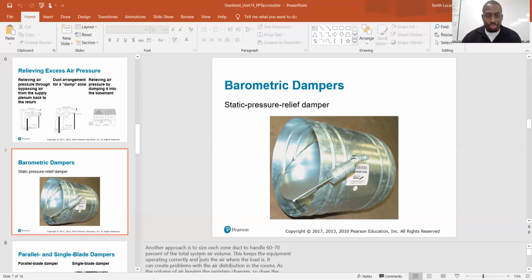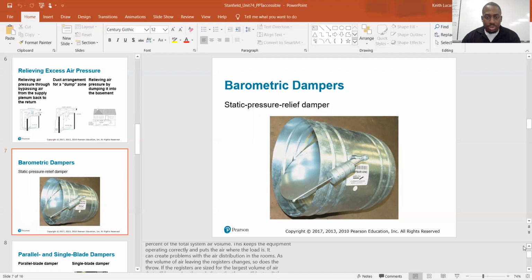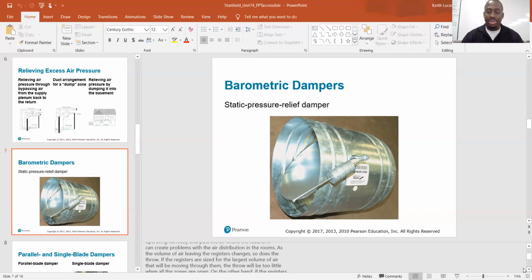So another approach for relieving pressure is to size each zone duct to handle 60 to 70% of the total system air volume. This keeps the equipment operating correctly and puts the air where the load is. That has some drawbacks though. It can create problems with the air distribution in the room as the volume of the leaving air at the registers changes. So does the throw. So the throw is the distance that the air comes out at.